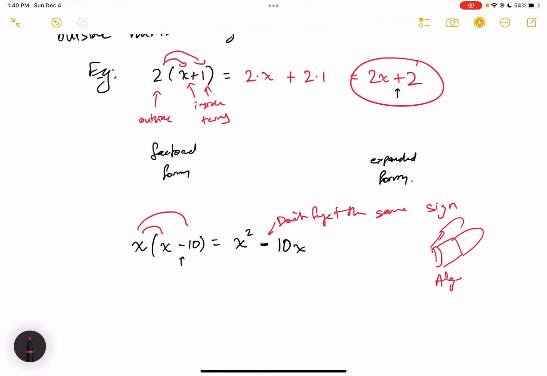the algebra fairy will get you. Oops. It also has little horns too.